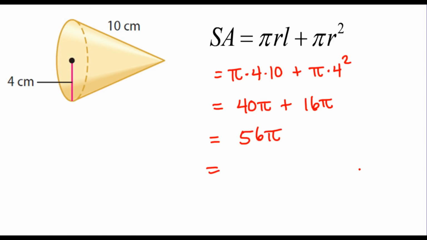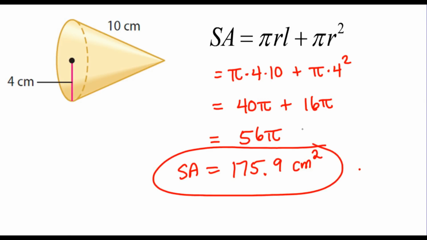And as always, I wait till the very end to do my calculation with pi. Rounded to the nearest tenth, I get 175.9 square centimeters as the surface area of my cone. And there you have it.